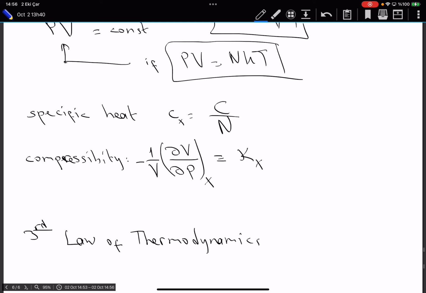And more or less, you can express every other thermodynamic derivative in terms of the equation of state, the specific heat, or the compressibility.